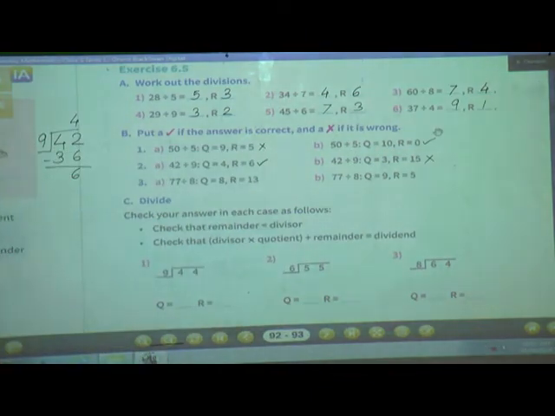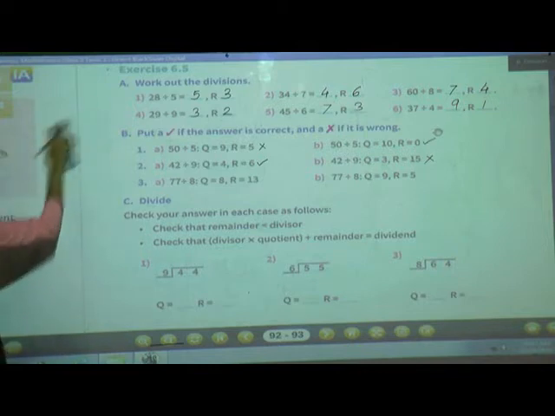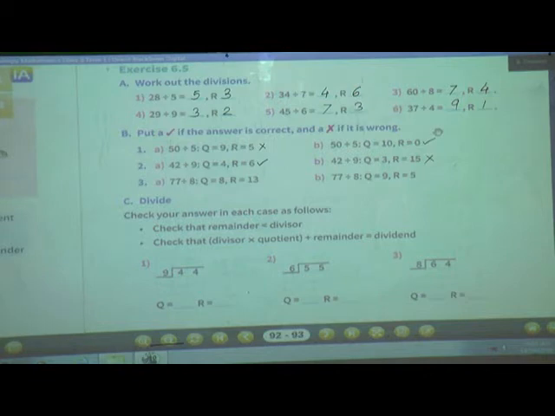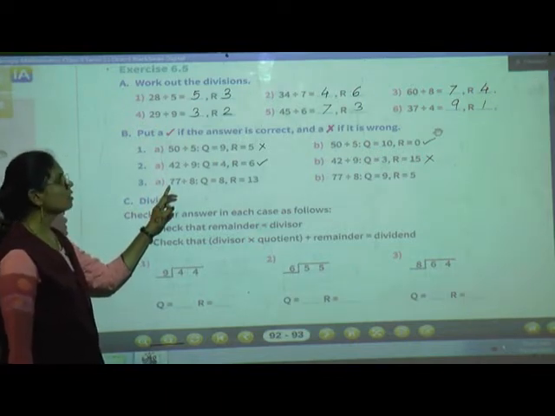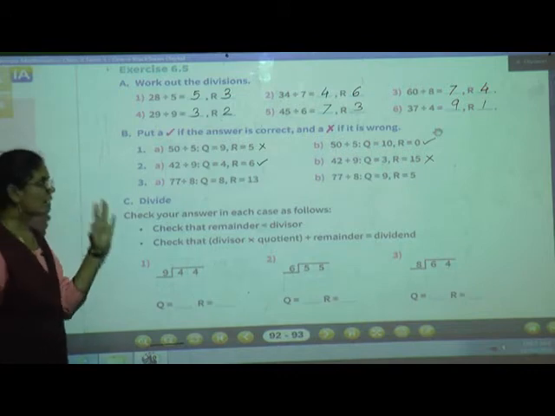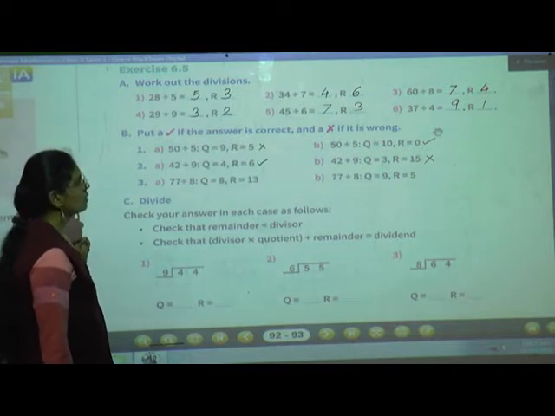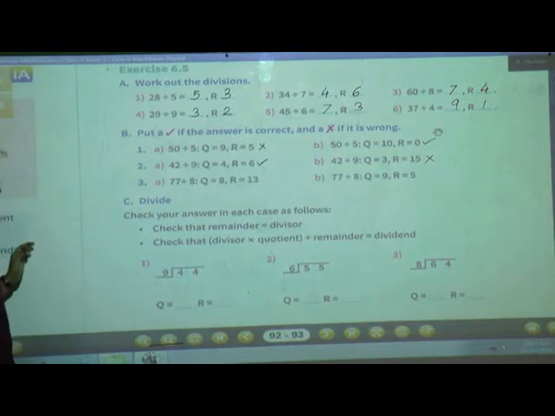Third number. 77 divided by 8. Check it and tell me the correct answer. 77 divided by 8. 8 nines are 72, and if we subtract 72 from 77, the remainder will be 5. So what will be the answer? The remainder is 5 and the quotient is 9.